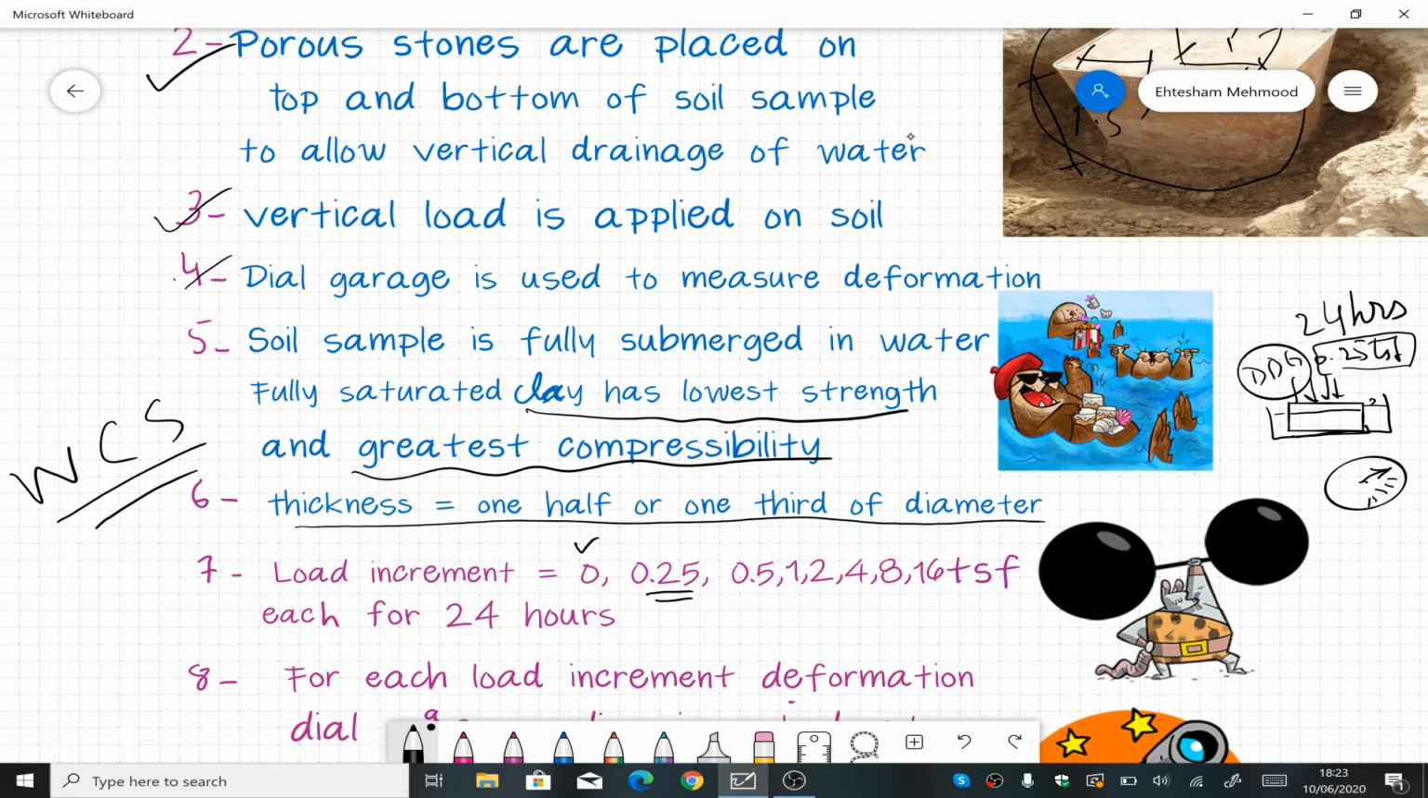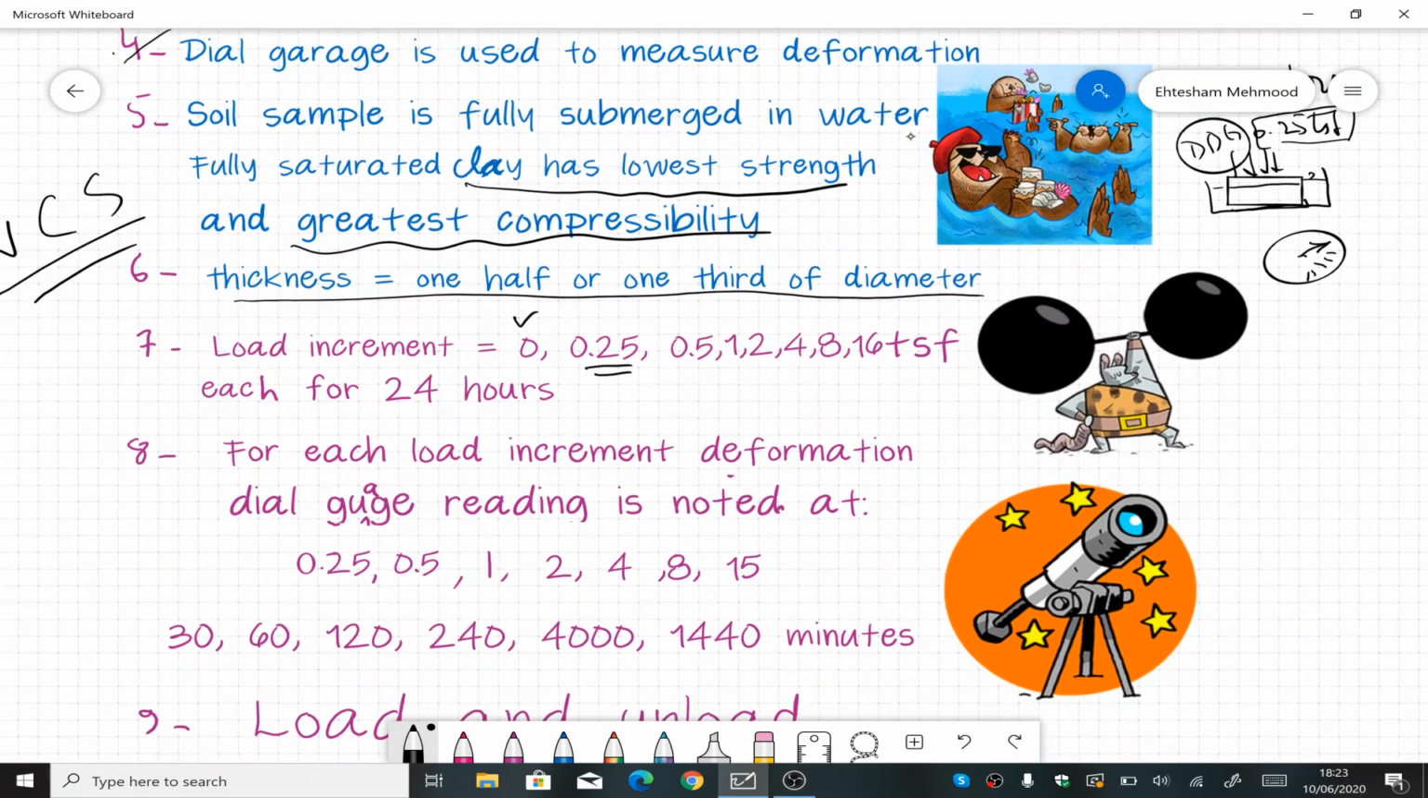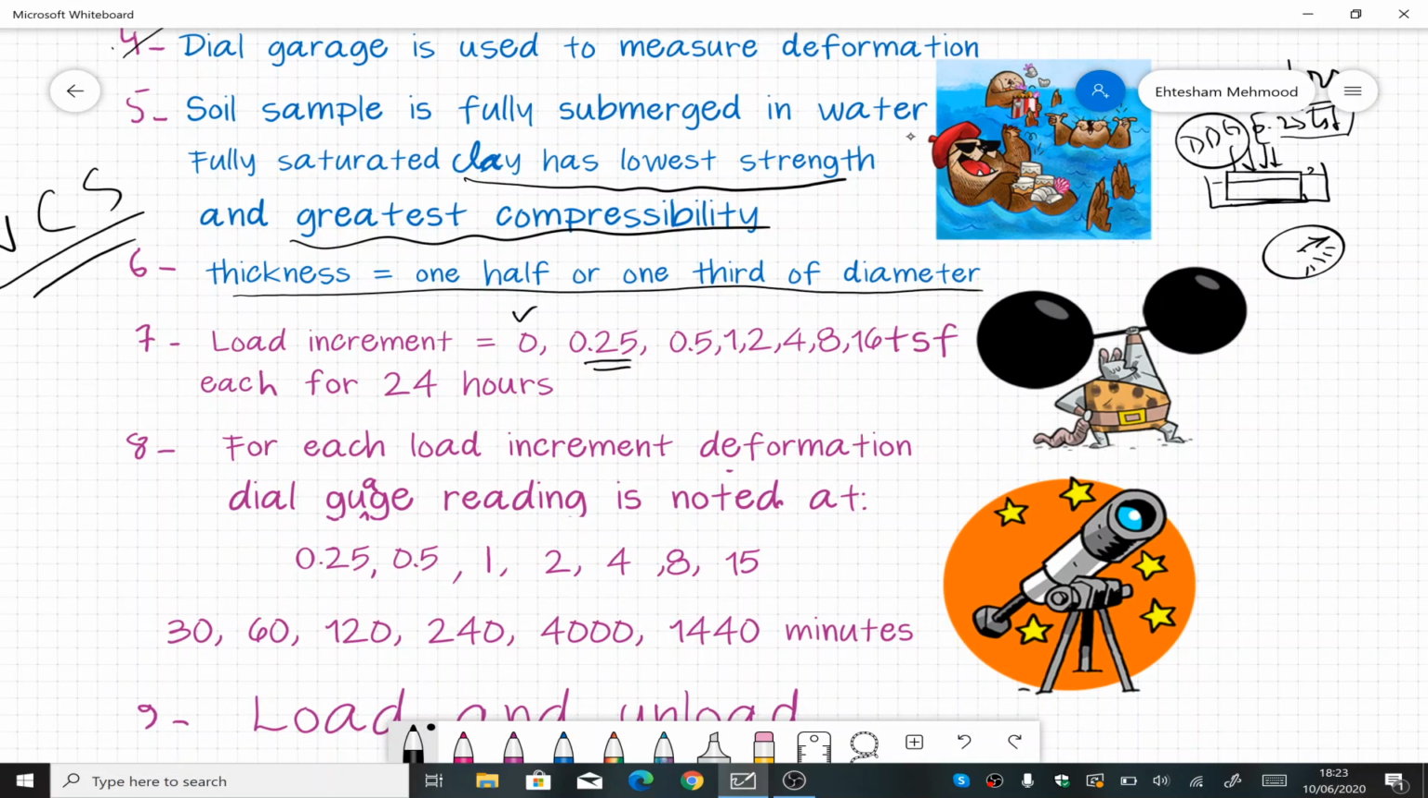They are mentioned here. Generally the first reading comes after 0.25 minute, that is at 15 seconds, and after 0.5 minute, that means after 30 seconds, then 1, 2 minutes, 4, 8, 15. So the process is I'll place the specimen, I'll place the first load increment, that is 0.25 TSF, and then I will start the stopwatch and note readings at these increments. And what readings am I going to take? I'm going to note the reading of the deformation dial gauge.